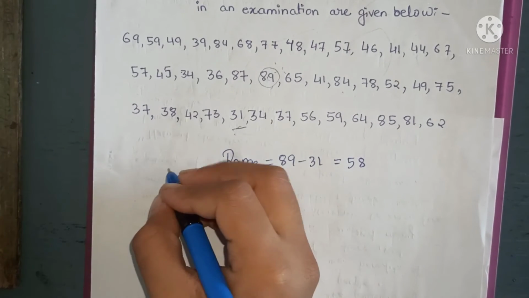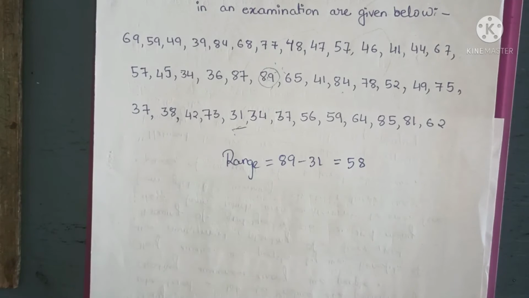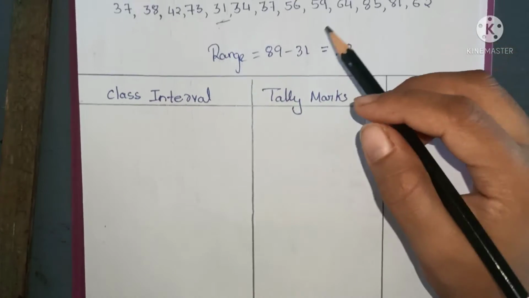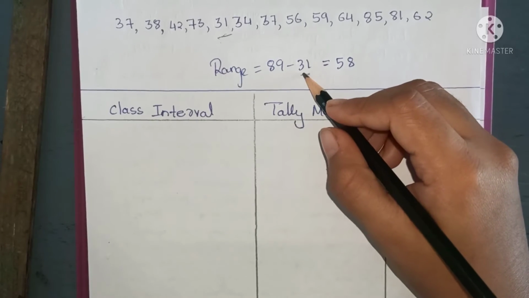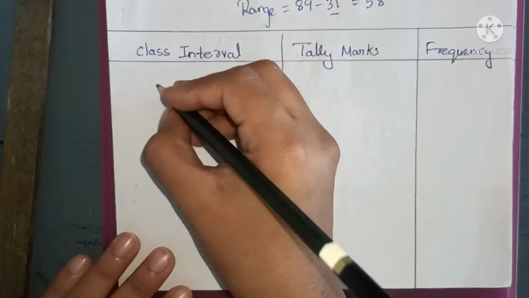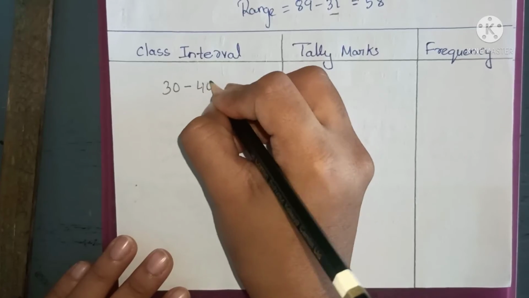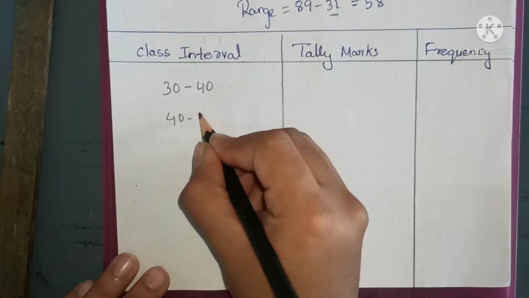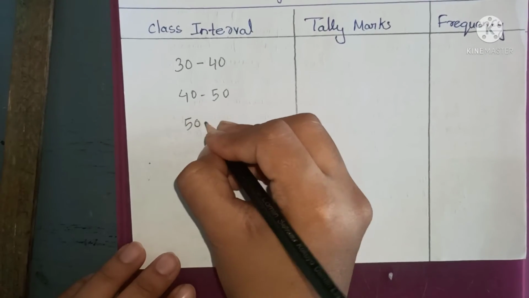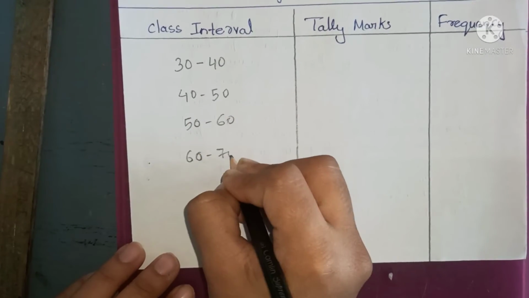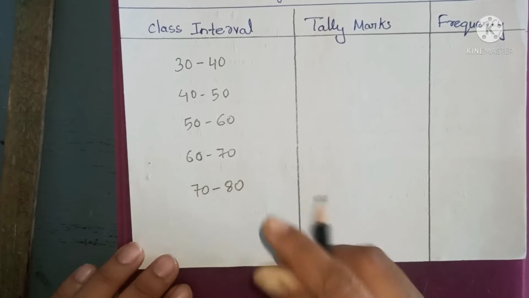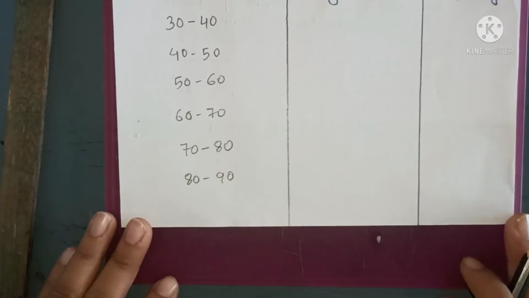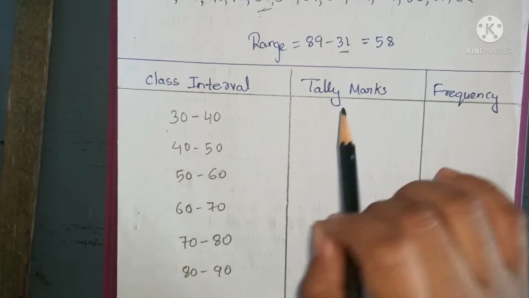So we will start with 30. Let us draw the table. So let us make the class intervals. Our lowest number is 31. So we will start with 30. 30 to 40. We will make an interval of 10. 30 to 40, then 40 to 50. After that 50 to 60, 60 to 70, 70 to 80. We will go up to 90 because our highest number is 89. So 80 to 90. Now whichever number comes between 30 to 40 we will mark here.